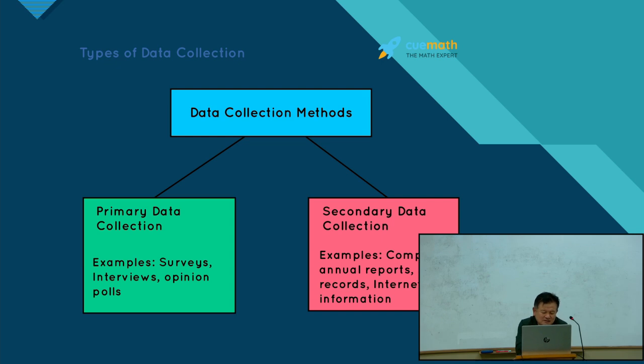Data collection method, there are many kinds of methods. And also the types of data collection are very similar. As I said, primary data is raw data collection: method, survey, interview, opinion polls. This is the first stage. But the second data collection example is company annual report, financial report, marketing report, sales record, internet information. Such things are secondary data collection.